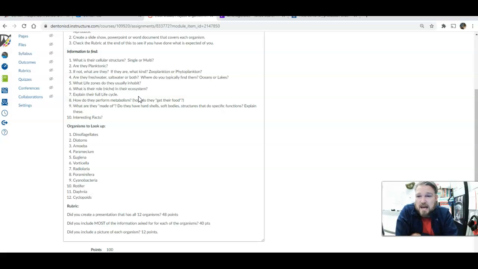Do they perform metabolism? In other words, how do they get their food? So how do they get their energy, their nutrition? Do they do photosynthesis? Do they do respiration where they have to eat? Tell me how they do it.